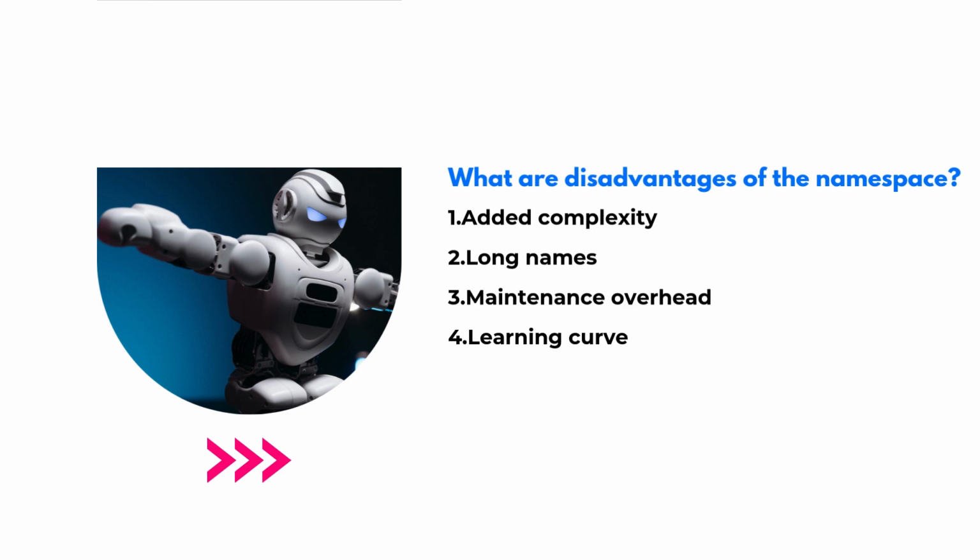What are the disadvantages of the namespace? Added complexity. Too many namespaces can make the code structure harder to follow. Long names. Deeply nested namespaces can result in lengthy and less readable class names. Maintenance overhead. Poorly planned namespaces may require refactoring as the project grows. Learning curve. Beginners may find namespace usage confusing at first.